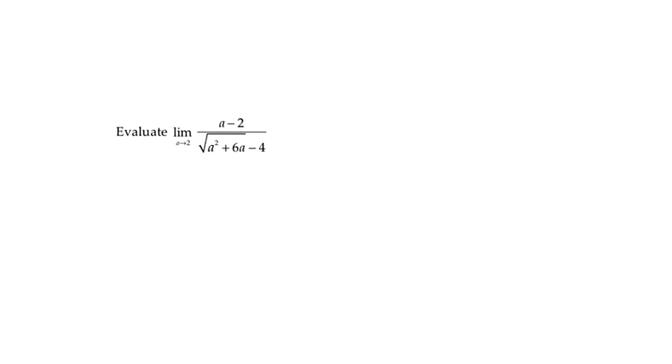All right, well, listen, what's our first go of it? Mentally or otherwise, I'm going to plop in 2 and see how it goes. Something tells me it ain't going to go so hot, but let's find out. 2 minus 2 divided by the square root of 2 squared plus 6 times 2 all minus 4, right?